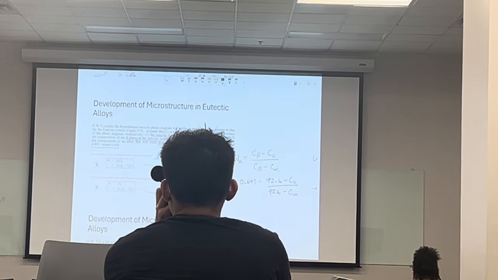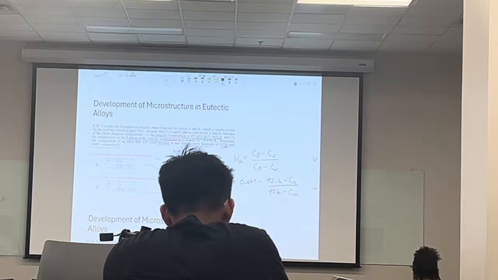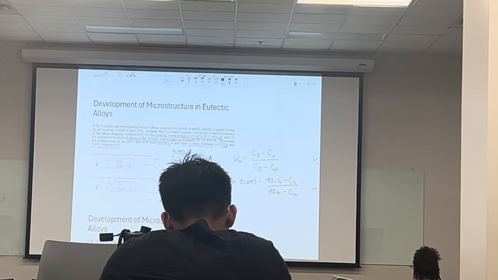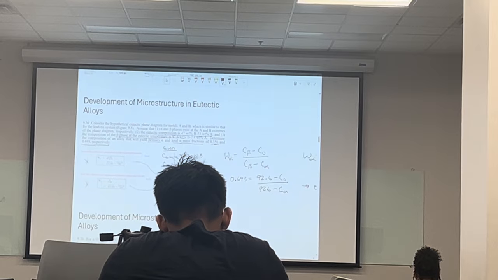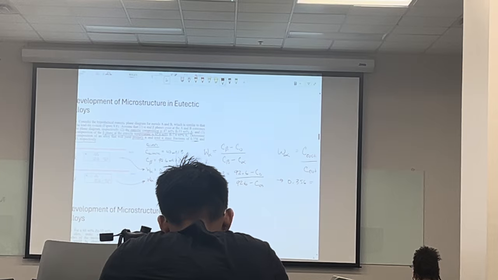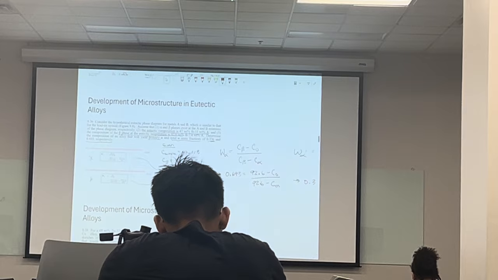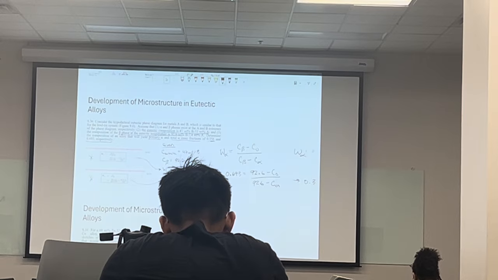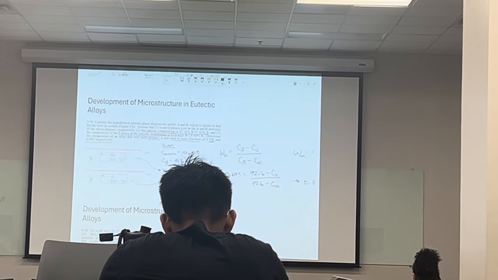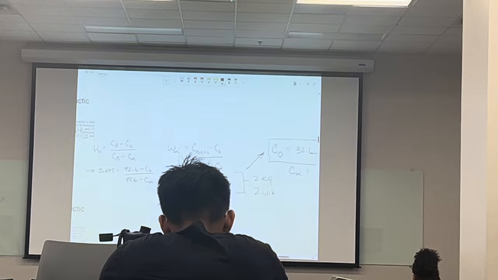Pretty much, looking at context clues from the problem, we would understand that this is a development of microstructure in eutectic alloys question. Very long title, long thing to remember. Once you list out your givens, it may not jump out right away, but essentially you need to remember your lever rule for these two, the total alpha phase and the primary alpha phase. And then that's when we'll start working on the problem here.